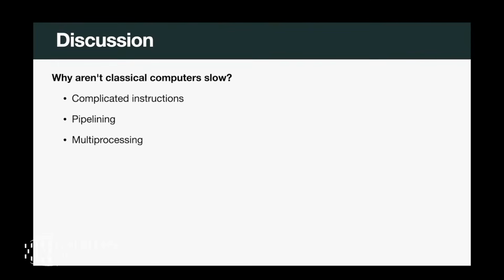So then you might ask, well, hey, that was a pretty slow time complexity, or runtime. Why aren't classical computers so slow? Mostly we think of them as being pretty fast, right? And the main reason is that there's a very large computer architecture bag of tricks that we use to hide this asymptotically poor performance.